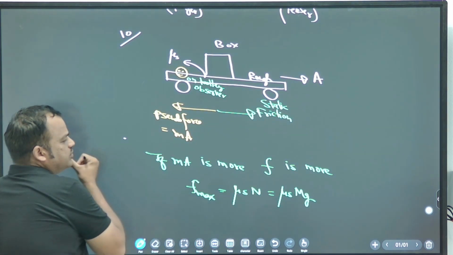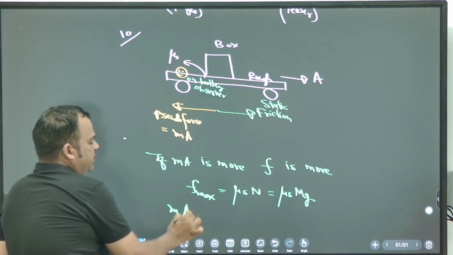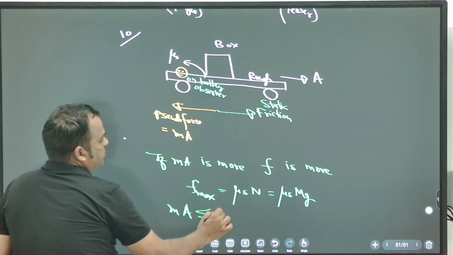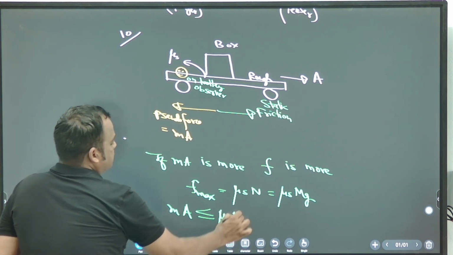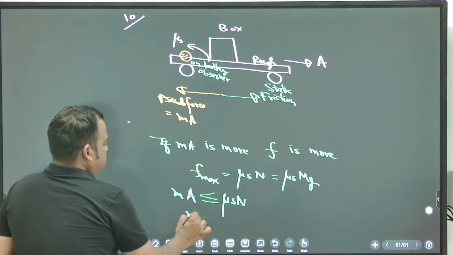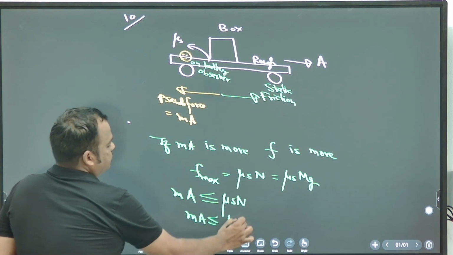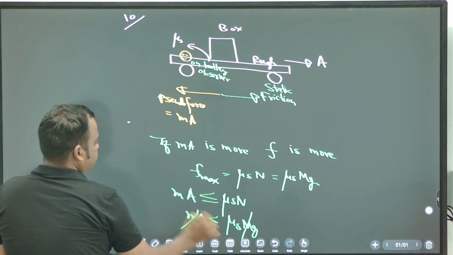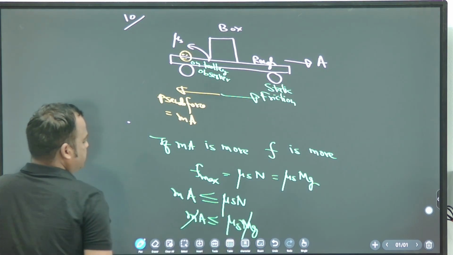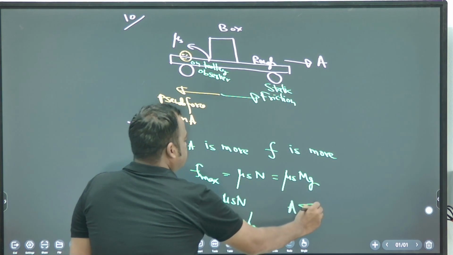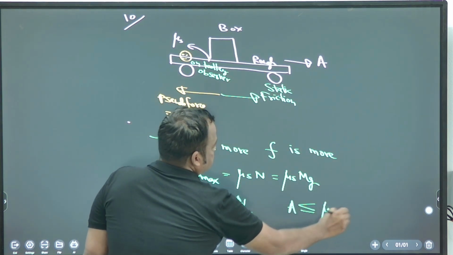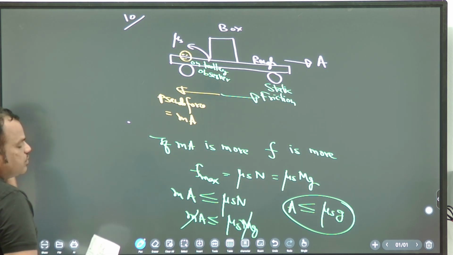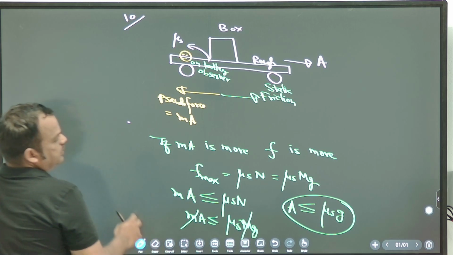Now equate these two. So Ma must be less than or equal to mu s mg. Okay, understood? Cancel. Both are the same mass. So acceleration must be less than or equal to mu s g. Acceleration must be less than or equal to mu s g. Note down.